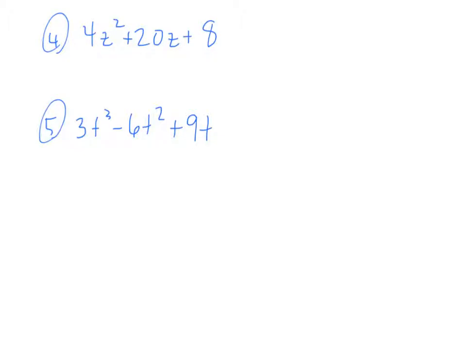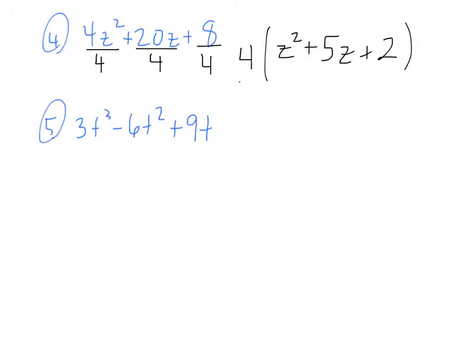Anyways, moving on. Continuing on with this idea of factoring out a GCF, finding the GCF of number 4. Take a look, pause the video, try to figure out what the GCF is. You should come to the conclusion that the GCF is 4. There are no z's in all 3 terms, so I can't take a z with me. I can only divide by 4. And what I will end up with is z squared, divide this one by 4, plus 5z, and this one by 4, plus 2.